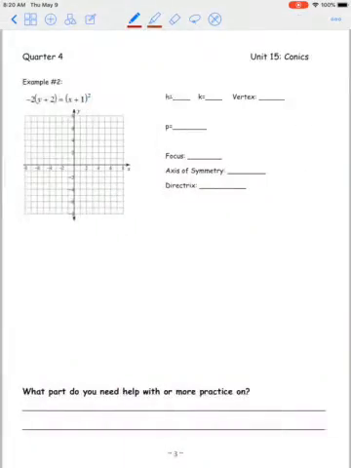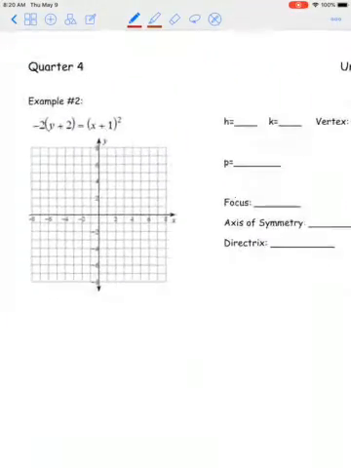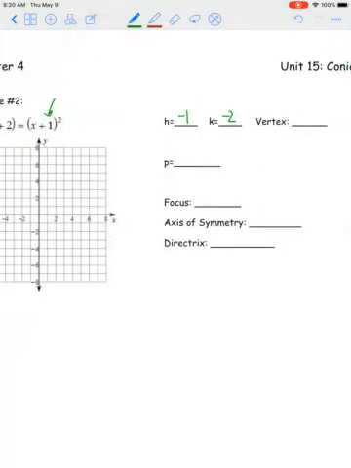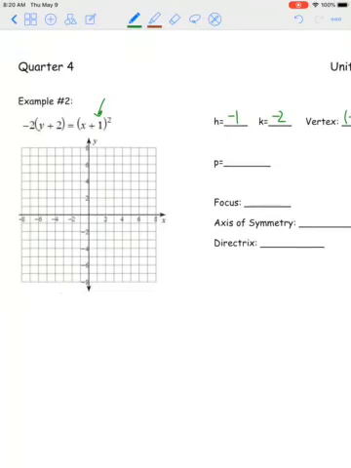Now the next one, let's try this one here. So go ahead and try to find all these pieces of info, pausing the video, and when you have them all, push play to see if you got them all right. Okay, h you should have gotten -1, k is -2, so our vertex is at -1, -2. Always x then y. That front number, -2, equals 4p, so we divide by 4.